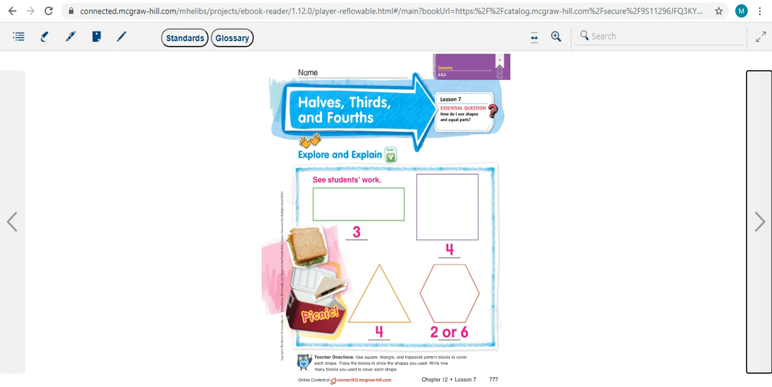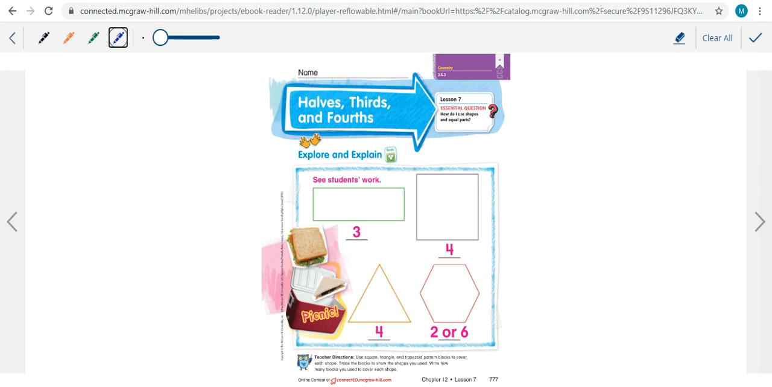Now, on the rectangle that you have in your book, we are going to separate, partition, or divide the shape, the rectangle, into 3 equal parts. So please take out your pencil to divide it, okay? We're going to divide it by drawing lines in between. 1, 2. Now, with the help of your pencil, we draw lines to separate or partition the shape into 3 equal parts, okay?